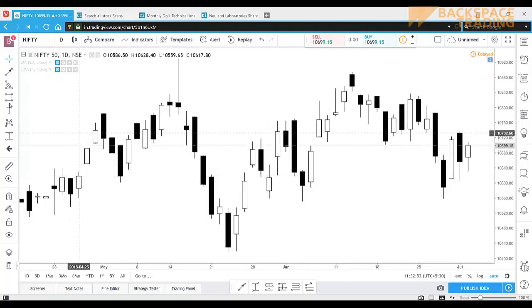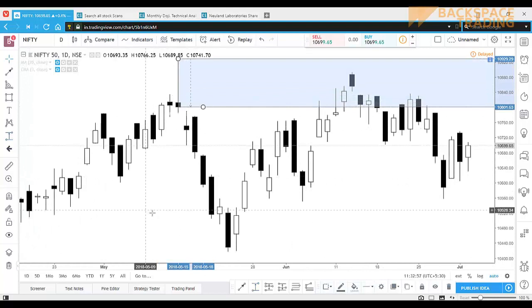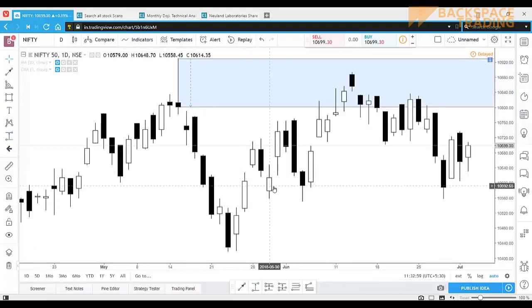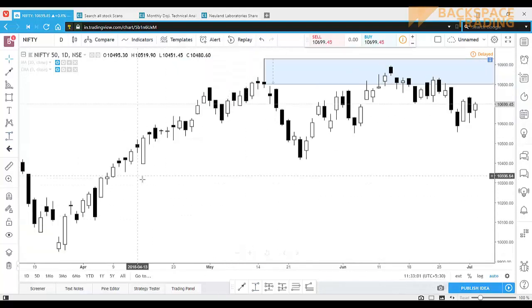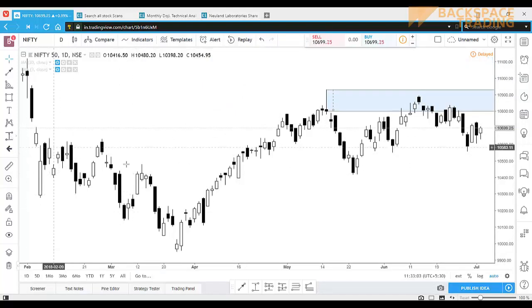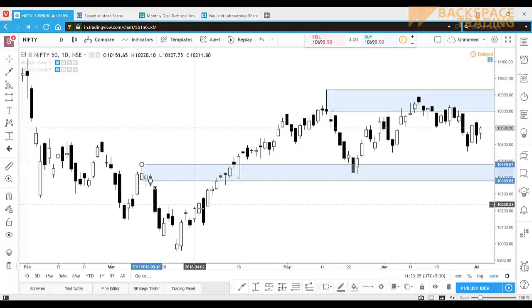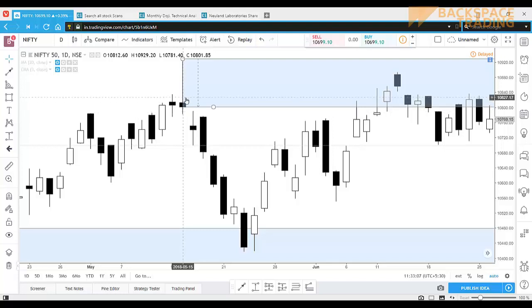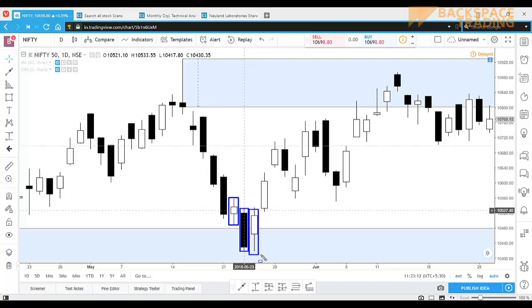Look at this. Let me draw the resistance. This you can do, right? And I am drawing this as well. Now you know by support and resistance concept, price did this spinning top. You got a bear candle. Next day it was a bull candle which was held by this support.